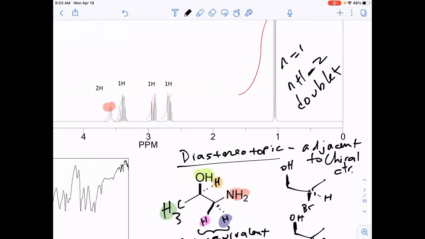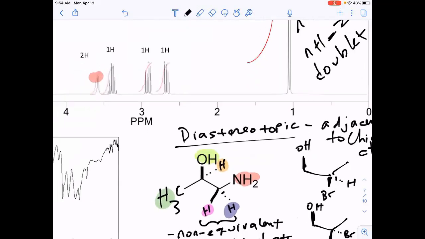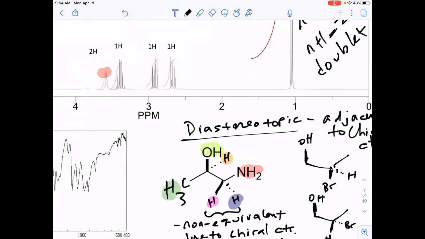Now, the proton that's on the carbonyl, where the oxygen is, right? What do you think? That's going to actually be, in this particular case, resolved like a normal N plus 1. We can just apply the N plus 1 rule to it. So what do you think?